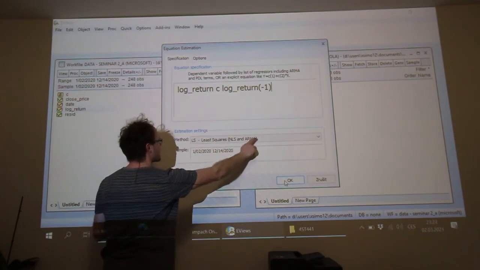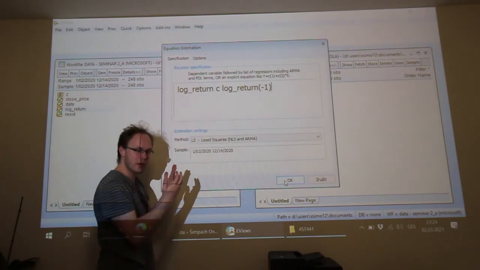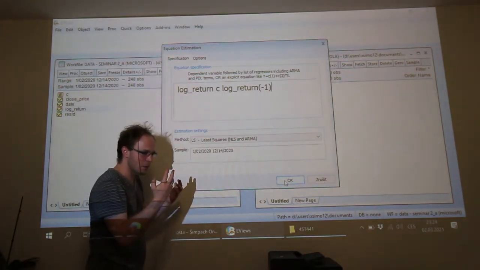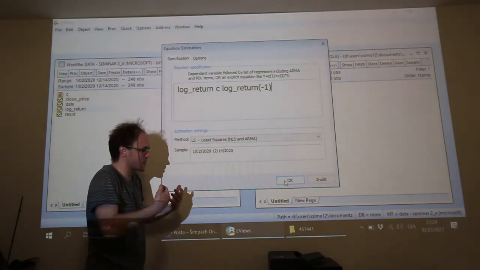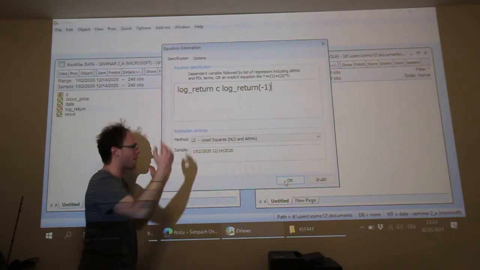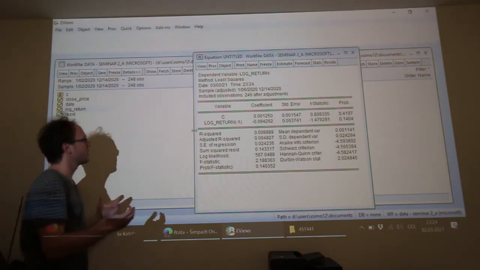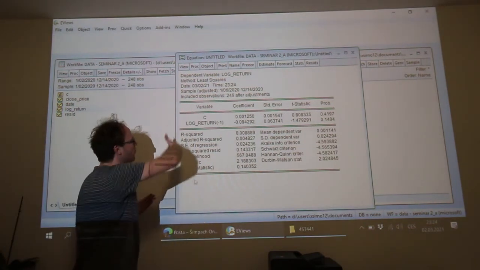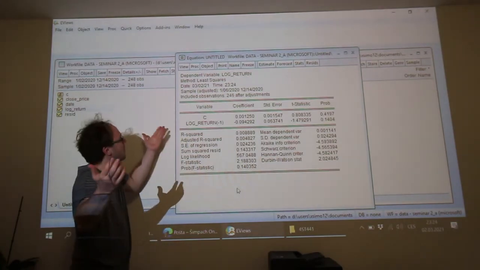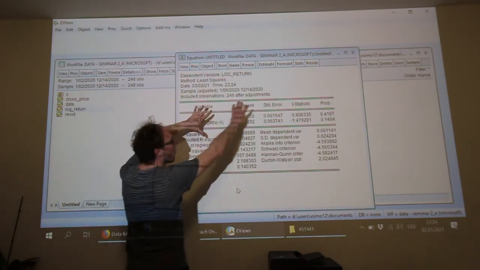We are using the least squares method, classical least squares, because this is a regression model, the artificial regression created by me, for example, by a statistician. So least squares and the whole sample. So please click on OK, and there you will see the first model, the first result, which you can see in our seminar. So our dependent variable is log return, and that is the model.